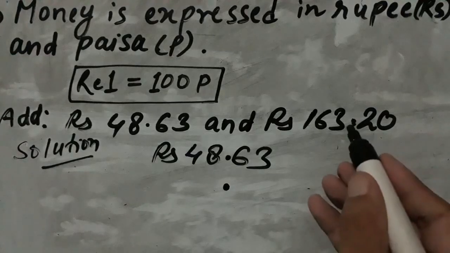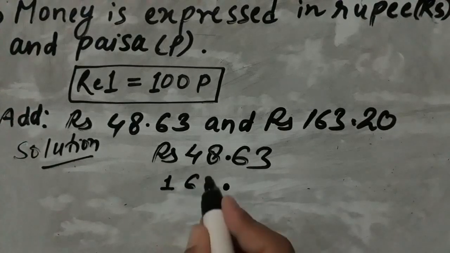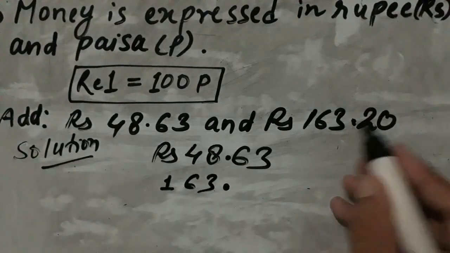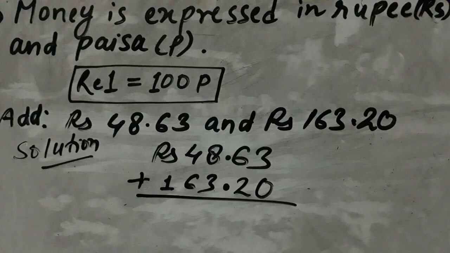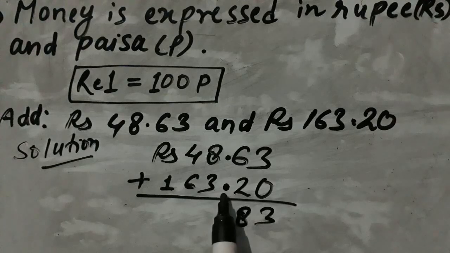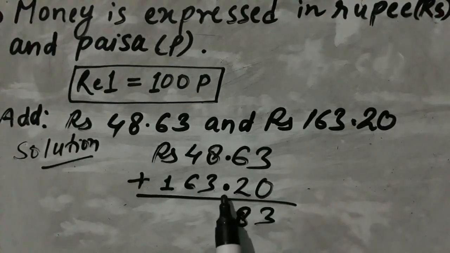So students, we can see before decimal there is 163. So after decimal there is 20. So let's write 20. Now let's add. So students, 3 plus 0 is 3. 6 plus 2 is 8. As I have already told you, before adding the portion before decimal, we need to keep the decimal in our answer vertically. So now we are going to add the portion before decimal.